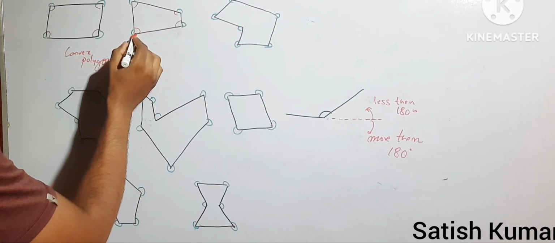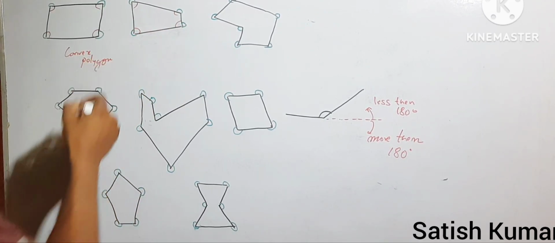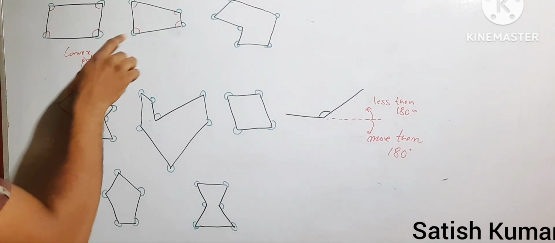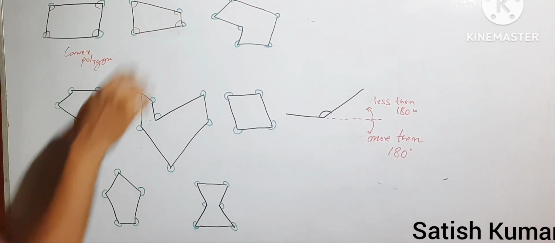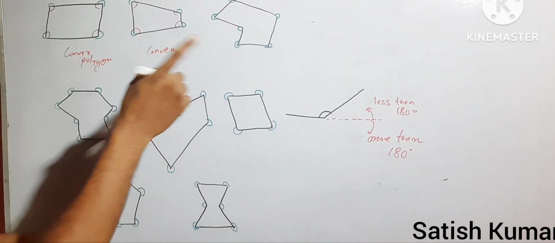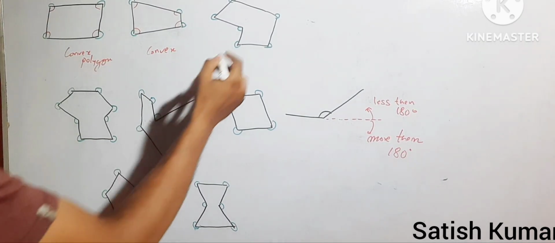Bigger. This is bigger. Let me see. No, it's also not bigger. This is bigger compared to this one. So it is also a convex polygon. Okay, let's see the next one.